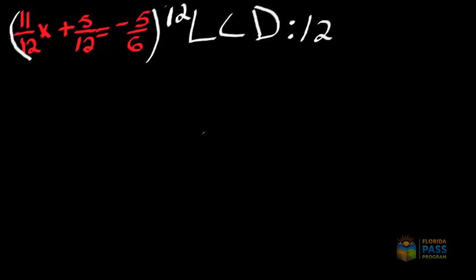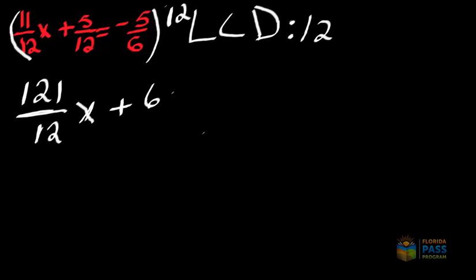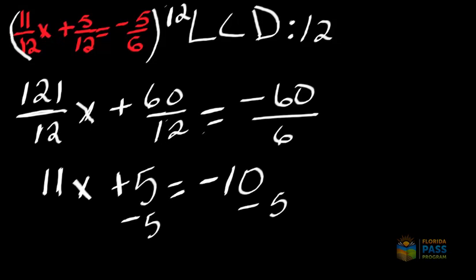So I have 11 times 12, which is 121, divided by 12. 5 times 12, which is 60, divided by 12. Negative 5 times 12, which is negative 60. So negative 60 over 6.